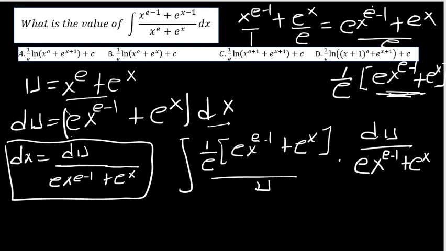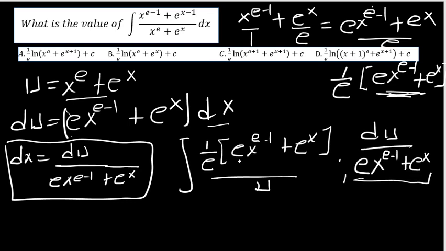So we need to find dx. So we divide both sides by the result, e x to the power of e minus 1 plus e to the power of x. When we divide both sides, dx is equal to du over e times x to the power of e minus 1 plus e to the power of x. Okay, we need to substitute this one in place of dx. This is the whole dx.